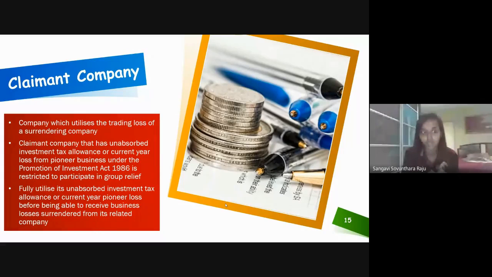the surrendering company's loss. So it should fully utilize its unabsorbed investment tax allowance or current year pioneer loss before being able to receive business losses surrendered from its related company. As I said before, it has to fully utilize. For example, it has to fully utilize first the current year pioneer loss and also investment tax allowance before it can claim the surrendering company's loss. Next.